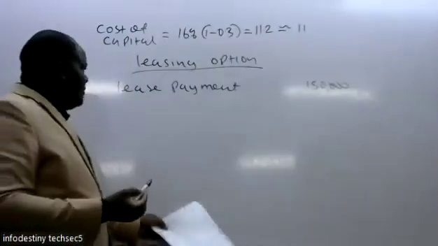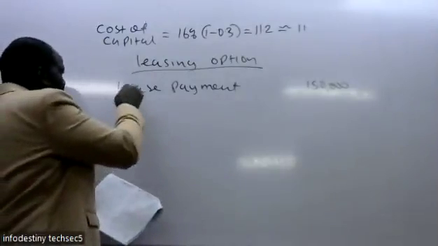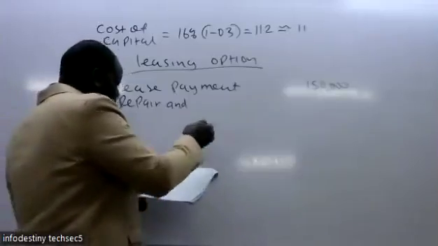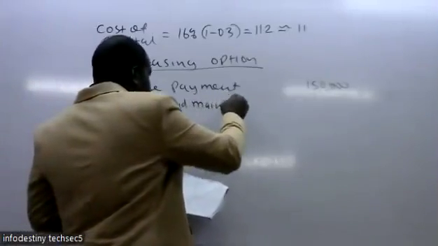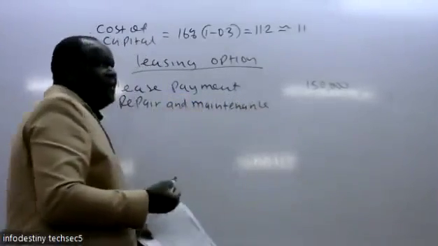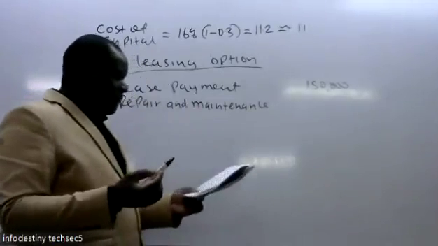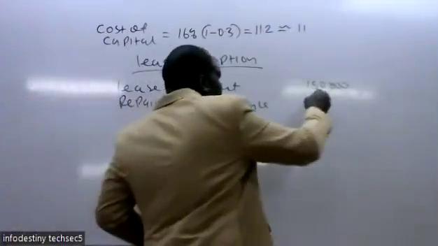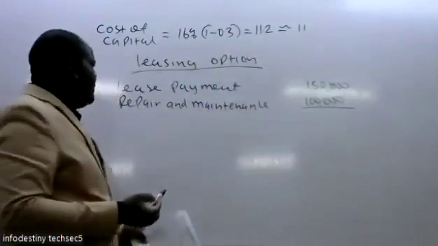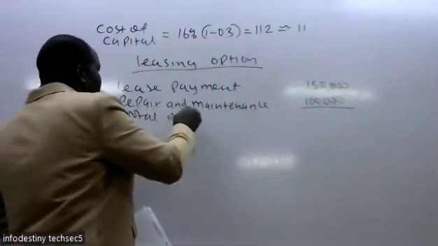Apart from the lease payment, there is also repair and maintenance. So what should be the repair and maintenance, which is given in the question? 100,000. So we add them together and get the total payment.